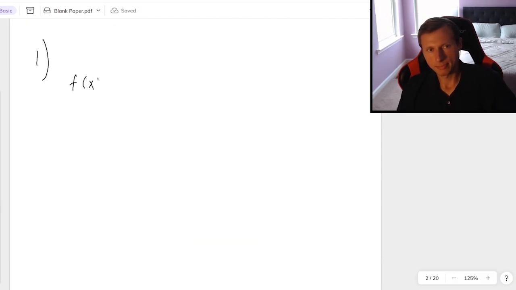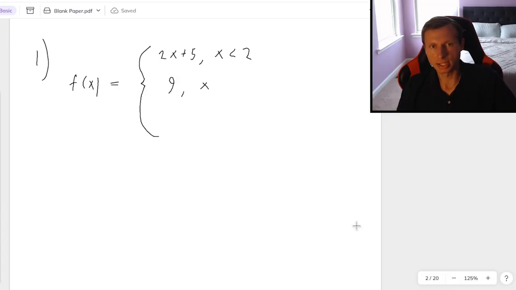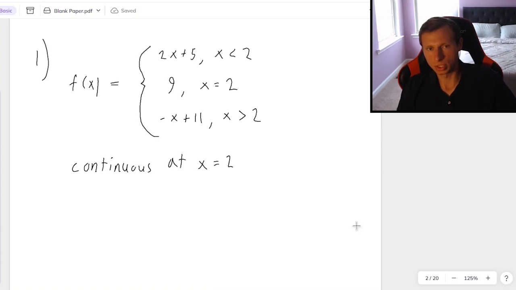Here's the first one. f of x equals a piecewise function with 3 parts. For the top part, I have 2x plus 5. That's when x is less than 2. For the middle branch, I have 9. That's when x equals 2. And for the last branch, I have negative x plus 11, that is when x is greater than 2. And I want to know, is our function f of x continuous at the point x equals 2?